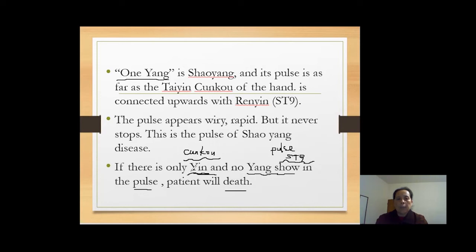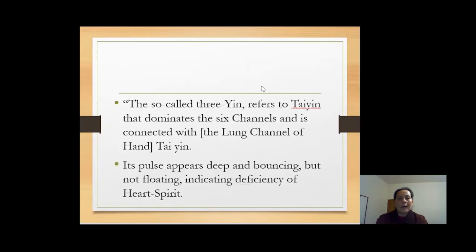If people can feel the pulse at the Chun Kou location but couldn't feel it at the Stomach 9 location, that means a pretty severe condition. The person will die. That is yin and yang losing balance, or yin and yang separating. So that's about the yang pulse. We have three yang, tai yang; double yang, yang ming; and one yang, shao yang. That's what we need to remember.